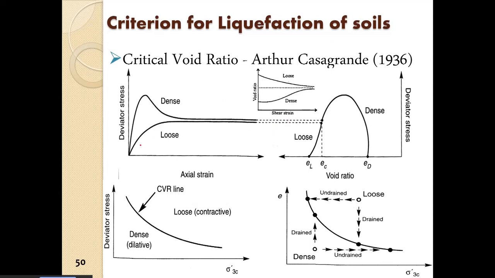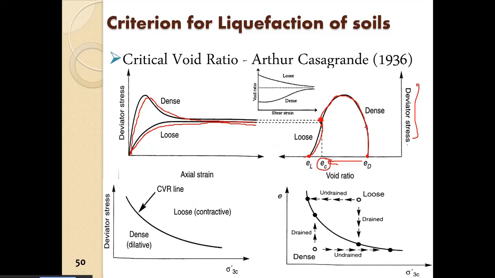So if we shear the sample in this manner and plot it in terms of the deviator stress and the void ratio, from here the void ratio will come to this state. Again, if it is a dense sand, when we shear the dense sand, this is the lower void ratio, and the void ratio will increase and come to the critical void ratio point. So this is the critical void ratio.